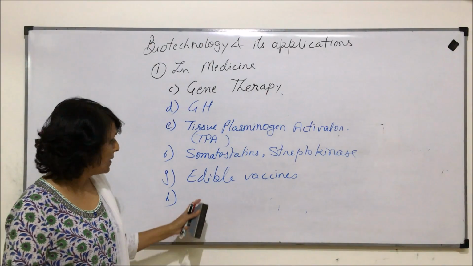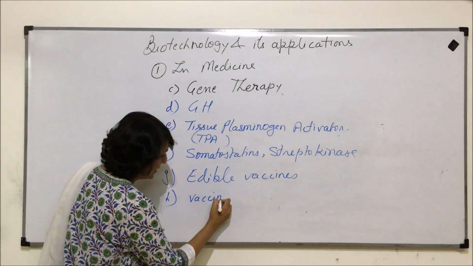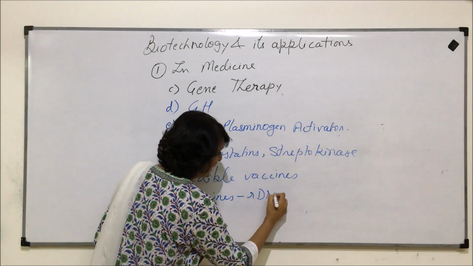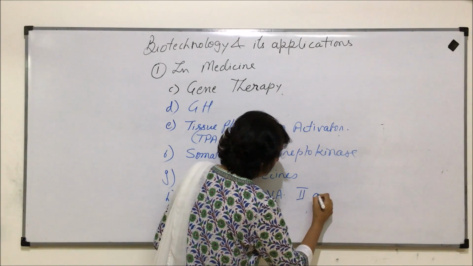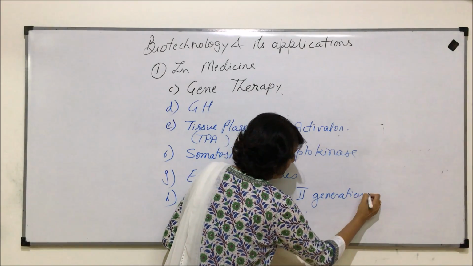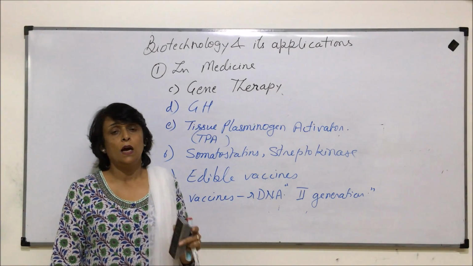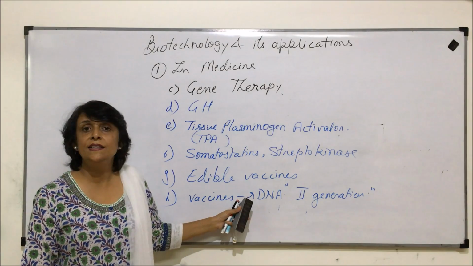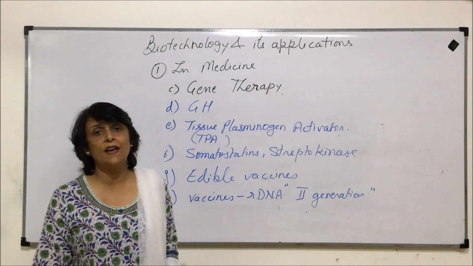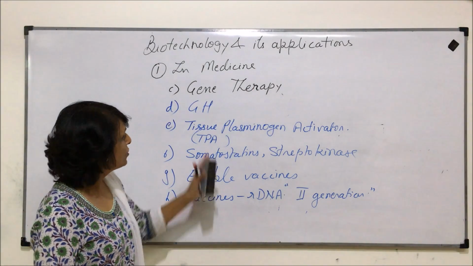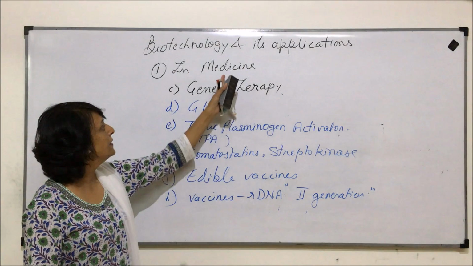Second generation vaccines have also been developed. So vaccines obtained by rDNA technology are known as second generation vaccines. First generation are the ones which are typically obtained by orthodox method, that is weakened or killed pathogens. By rDNA technology, the vaccines which we obtain are called second generation vaccines, and third generation vaccines are the ones which are synthetic vaccines. So these are some applications of biotechnology or rDNA technology in the field of medicine.